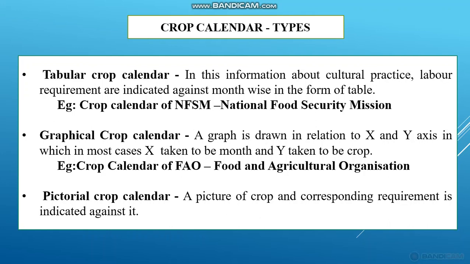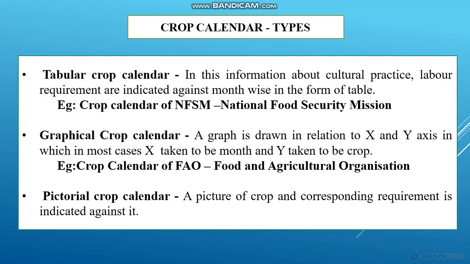Each column may represent the month. So in the column we will give the month, and in the rows we will give the information. For example, the crop calendar of the National Food Security Mission, NFSM, is an example of a tabular crop calendar, given in tabular form.